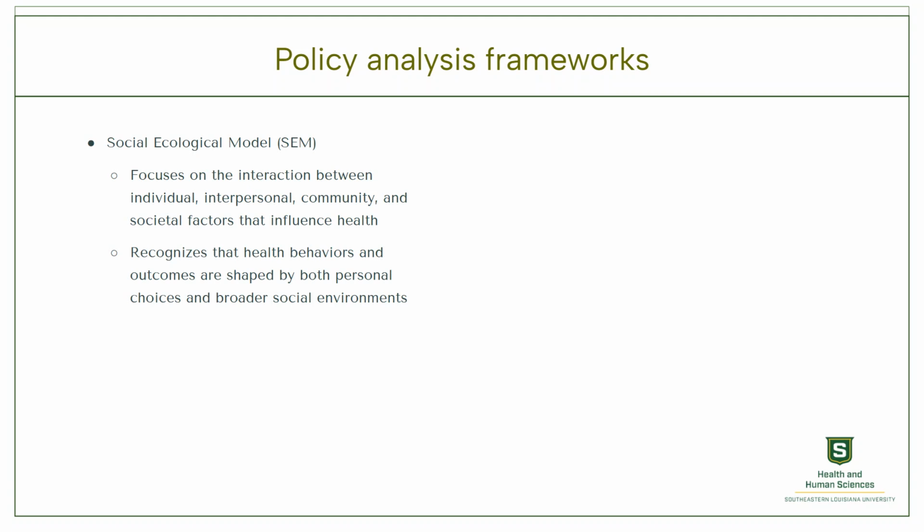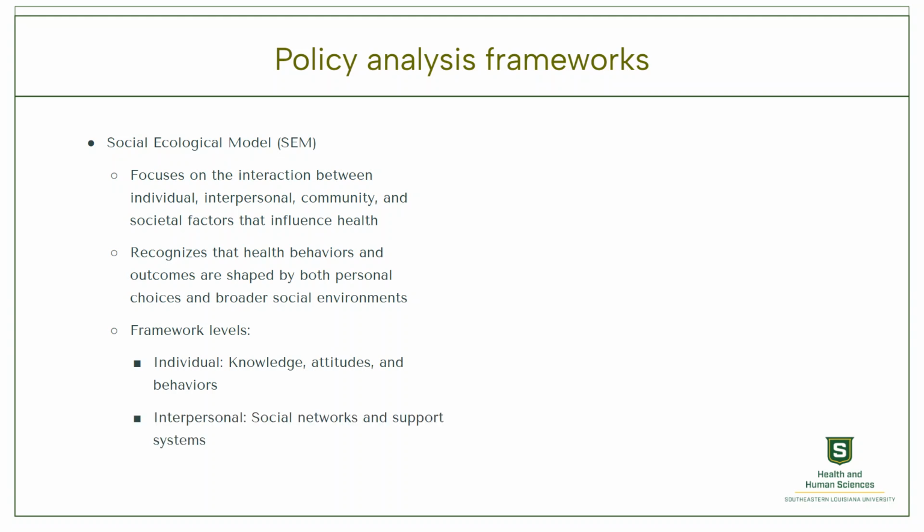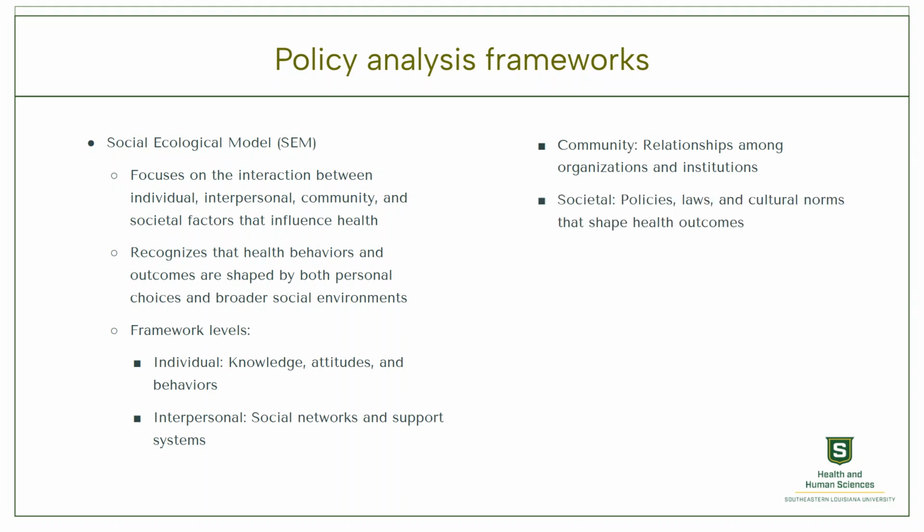It recognizes that health behaviors and outcomes are shaped by both personal choices and the broader social environment, the ecological side of it. So the framework has different levels. We have the individual, where we're looking at knowledge, attitudes, and behaviors. Interpersonal, where we're looking at social networks and support systems. Community, looking at relationships among organizations and institutions. Societal, where we're looking at policies, laws, and cultural norms that shape our health outcomes.